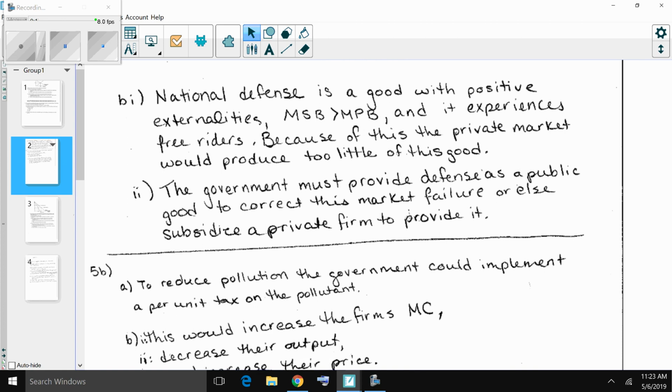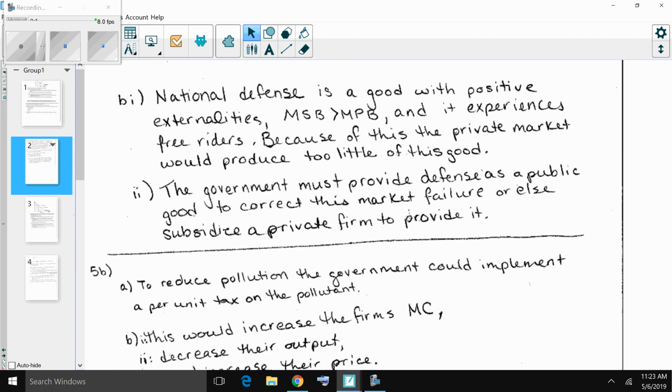Free riders, the people who use it without paying, exist. So the private market is not going to produce because they don't want free riders. There's your problem. So how do we fix this? Well, two different ways. You could either write, the government must provide defense as a public good to correct this market failure, or else subsidize a private firm to provide it. They would have to incentivize private production of this product.